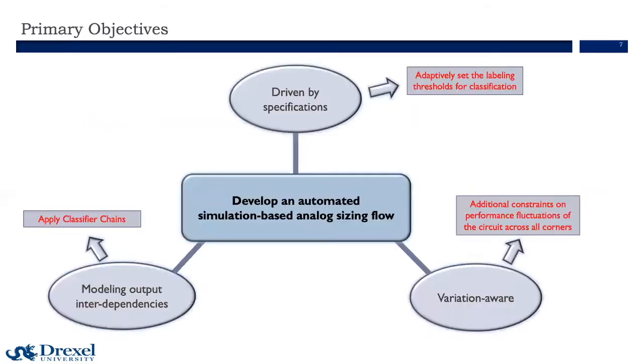So the primary objectives of this research is threefold. First, we want to develop an automated simulation-based analog circuit sizing flow that is driven by specifications. And this is done by adaptively setting the labeling thresholds with classification. And secondly, we want to model the output interdependencies by applying classifier chains. And thirdly, we want to make the sizing flow variation aware. We do so by including additional constraints on the performance fluctuations of the circuit across all corners.